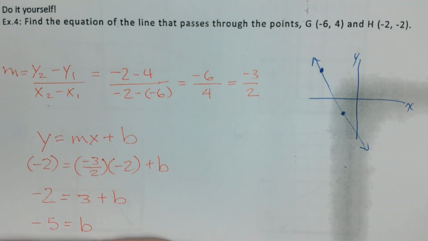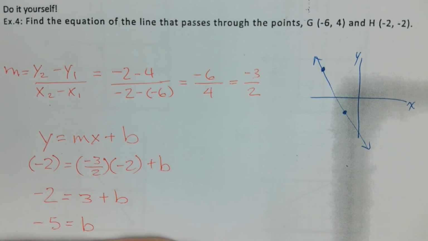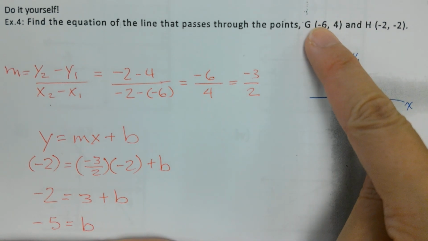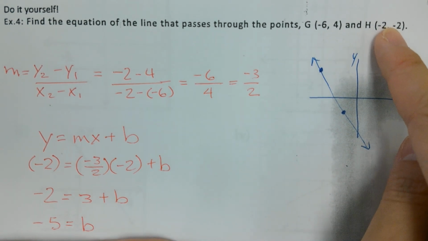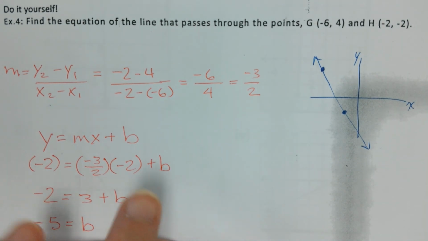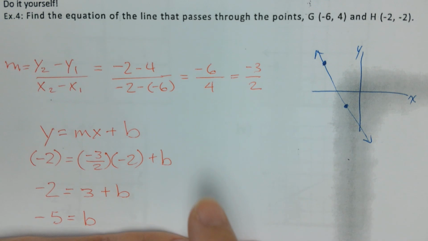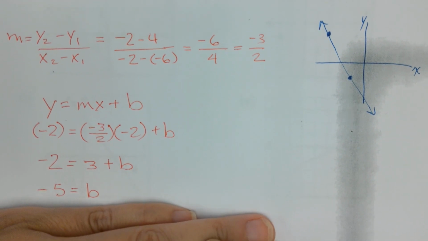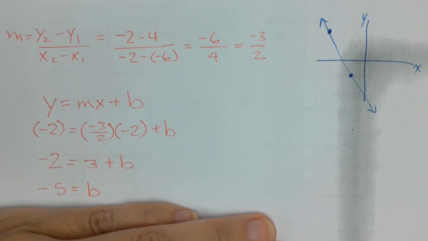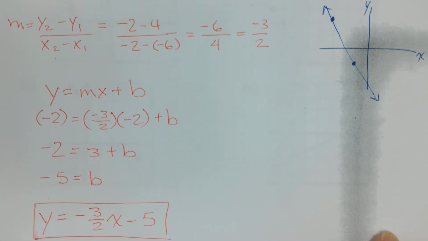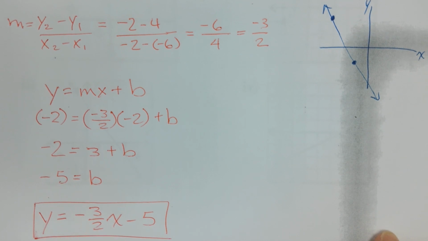So if you have lots of time left after you finish your test, do this y equals mx plus b with this point, and then do y equals mx plus b again with this point, and you should get matching answers. If you don't get matching answers, that means you have to decide which one is the correct one. Okay, and so my final equation. I have m, I have b. Brianna? Y equals -3/2x minus 5. Perfect.